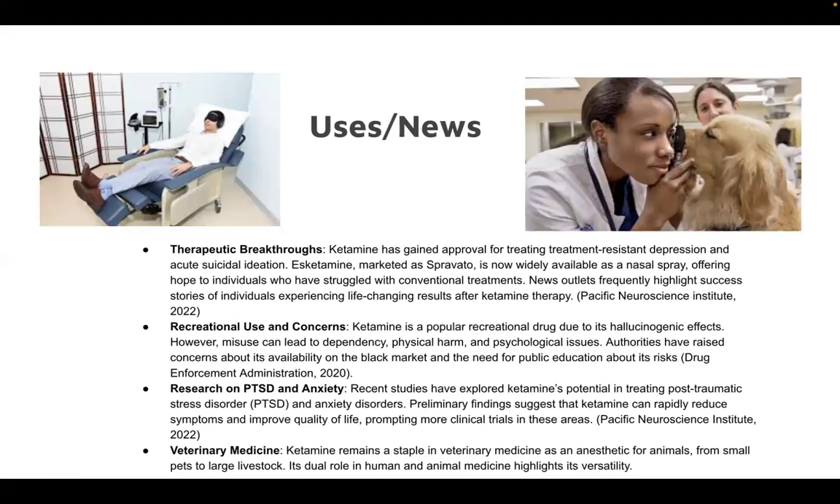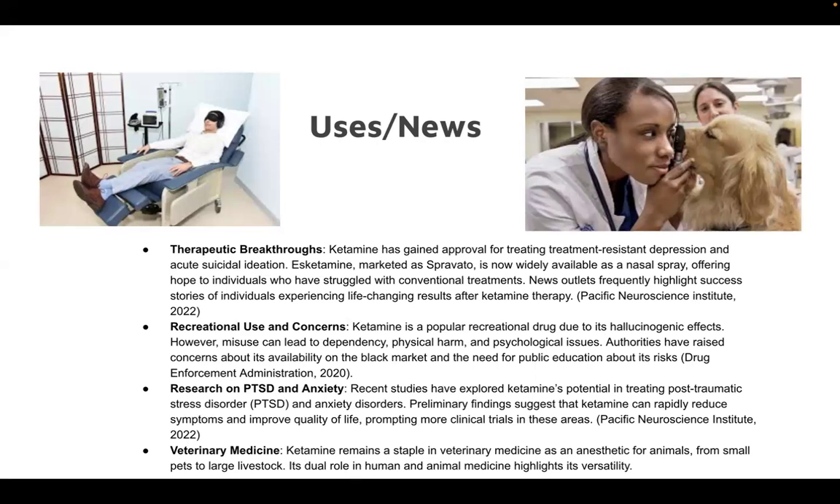Research on PTSD and anxiety. Recent studies have explored ketamine's potential in treating PTSD and anxiety disorders. Preliminary findings suggest that ketamine can rapidly reduce symptoms and improve quality of life, prompting more clinical trials in these areas. And they also mentioned that other hallucinogenic drugs are also being studied, like psilocybin, which is found in magic mushrooms, and also LSD.